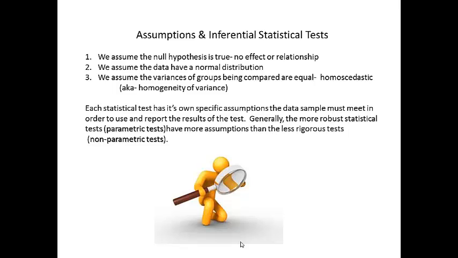When making comparisons between different groups, the variances of both groups must be relatively equal. This is called a test of homoscedasticity. If assumptions cannot be met, we must use the less robust non-parametric test to test our null and report our findings.